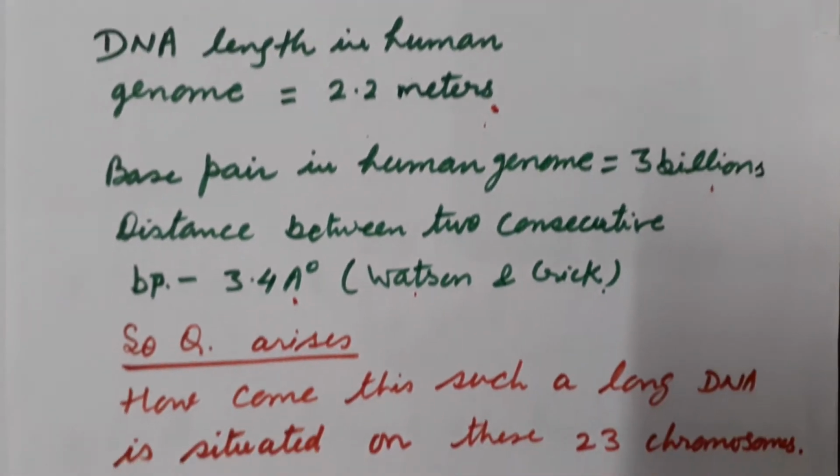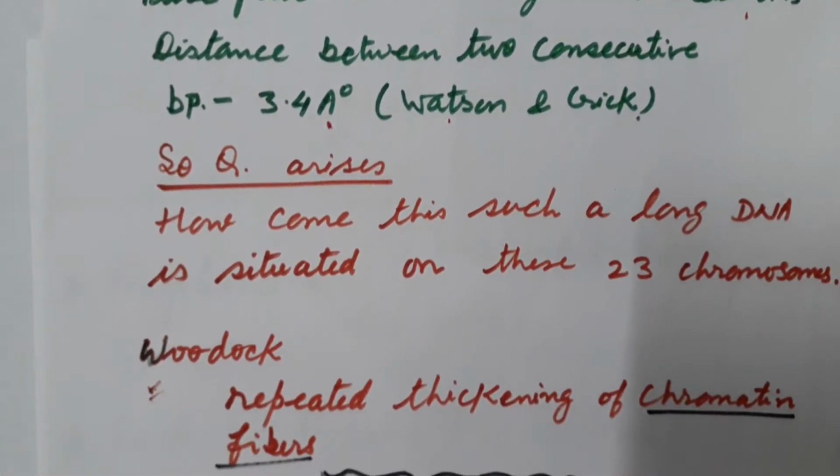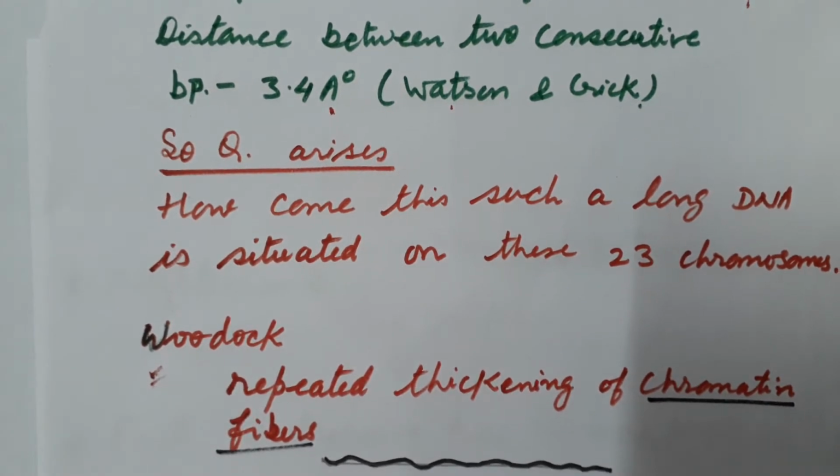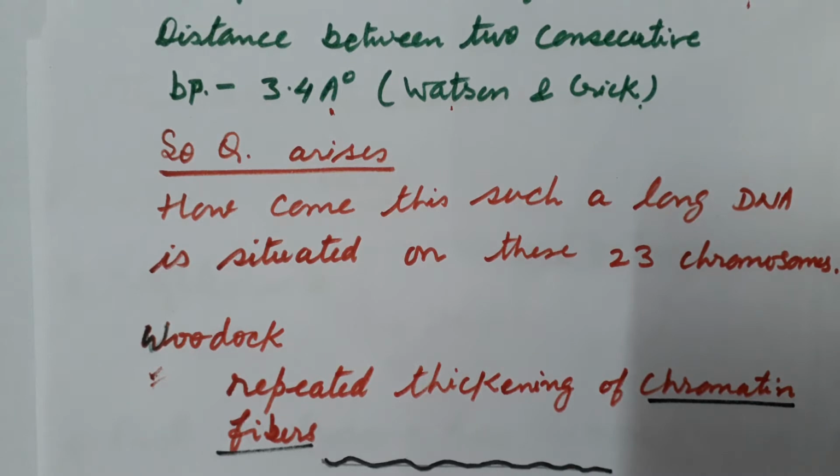Now the question arises: how does such a long DNA fit on these 23 chromosomes? We know that cells are very tiny structures, and in these cells the nucleus is even smaller. In that small nucleus, how can such a long DNA be fitted? That is possible only because of packaging. So this is our topic of discussion today: how exactly this DNA is packaged.